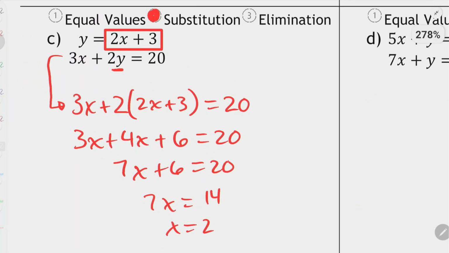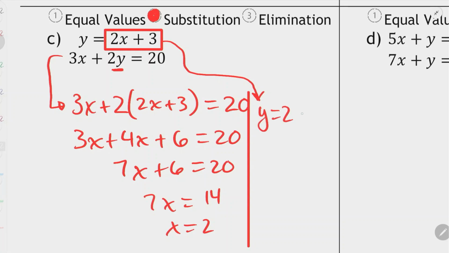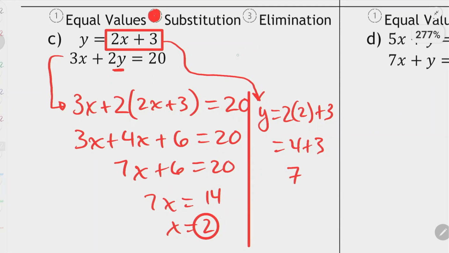What we need to do to finish this is figure out what y is. I think I'm just going to go ahead and pick this because it tells me what y is. So this is me just using the top equation to calculate y. y is 2 times whatever x was, and you can see I found that x was the number 2. So y equals 2 times 2 plus 3, y equals 4 plus 3, y equals 7. So our solution is x is 2, y is 7.